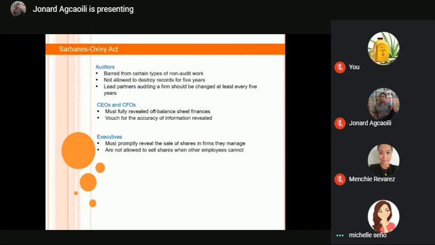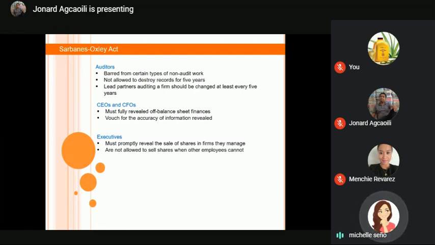Sige sir, next. According to the Sarbanes-Oxley Act, auditors are barred from certain types of non-audit work. They are not allowed to destroy records for 5 years. Lead partners auditing a firm should be changed at least every 5 years. Ito po yung according to Sarbanes-Oxley Act. CEOs and CFOs must fully reveal off-balance sheet finances and vouch for the accuracy of information revealed.